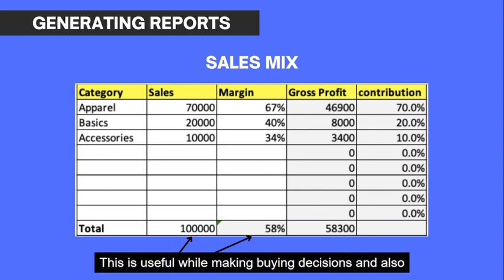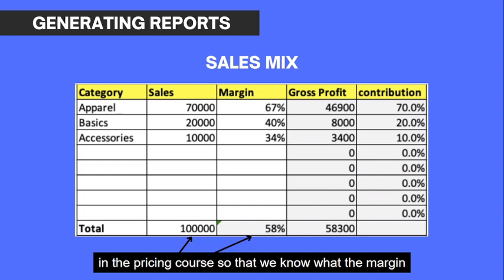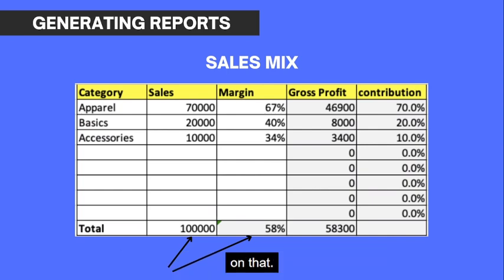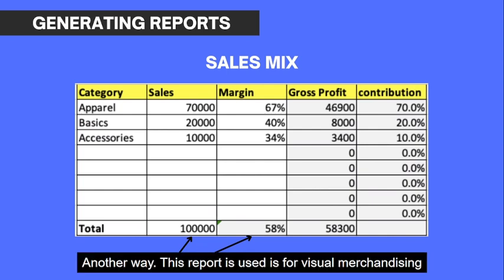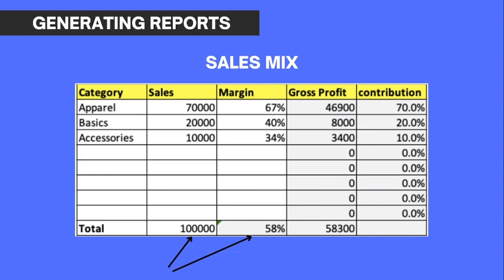This is useful while making buying decisions, and also the open-to-buy process uses this information while assigning buying budget for each category. It's also useful while pricing, as we have seen in the pricing course, so that we know what the margin for each category is and how it contributed to the total margin of the business. Then we price based on that. Another way this report is used is for visual merchandising, by making sure the display on the floor is in line with what each category contributes to the business.